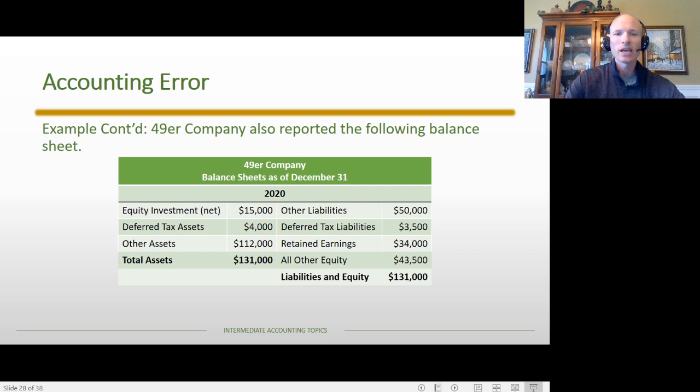I provide DTA and DTL because on the test, similar to what we're doing here, you're going to have to figure out which one it is in some cases. All right. And then all the other accounts are kind of listed there.